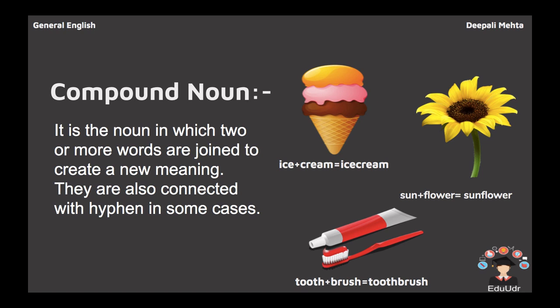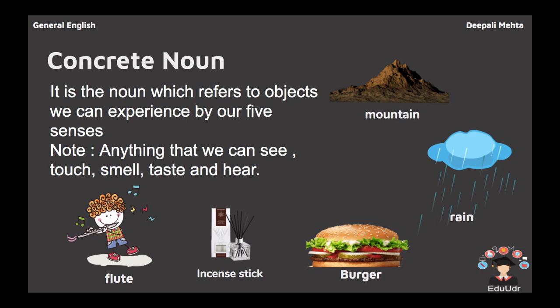Then comes the next, concrete noun. It is the noun which refers to the objects which we can experience by our five senses. It simply means the objects which we can see, touch, smell, taste and hear. Those come under the category of concrete noun. For example, a mountain can be seen, a rain can be touched, a burger can be tasted, an incense stick can be smelled, a flute can be heard. So these five senses help us to identify concrete nouns.